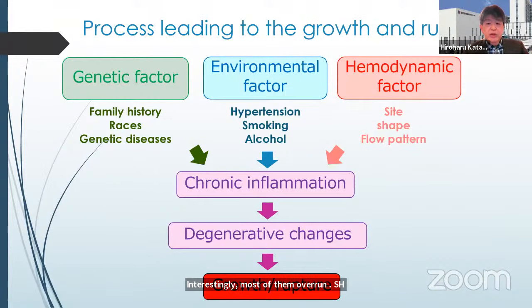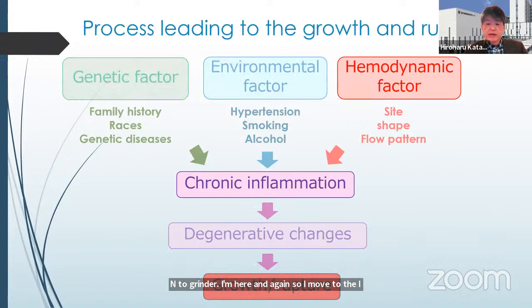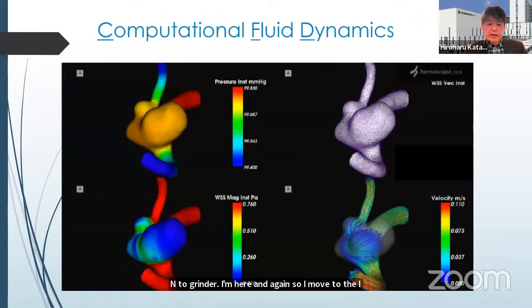Process leading to the growth and rupture of intracranial aneurysm, here and again. So I move to the hemodynamic factors' effect on chronic inflammation. This is a result of CFD in a human MCA aneurysm. CFD is a computer simulation of fluid dynamics, and CFD has been applied to intracranial aneurysm study with the development of computer performance since 2000.